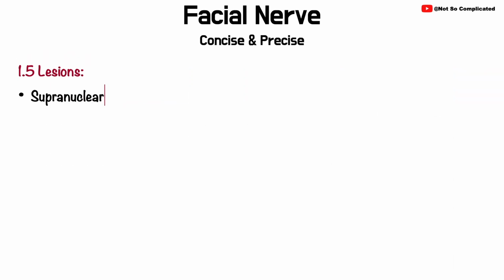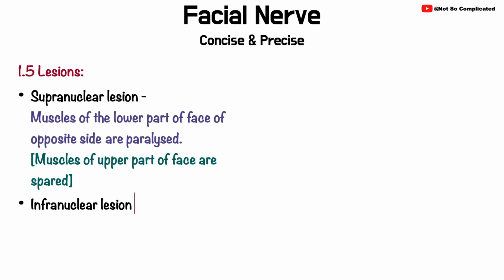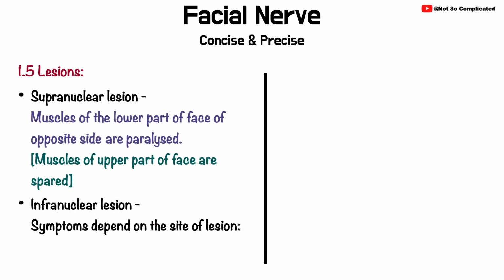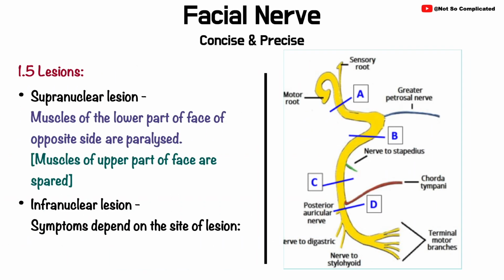Talking about the lesions, there are two kinds of lesions: supranuclear lesion and infranuclear lesion, right? In a supranuclear lesion, the muscles of the lower part of the face of the opposite side are paralyzed, but muscles of the upper part of the face are spared. And why is that? This is your homework, comment down, right? And also infranuclear lesions. These lesions depend on the site of the lesion. You can see here there are four different sites: A site, B site, C site, and D site, right? So these are infranuclear lesions.